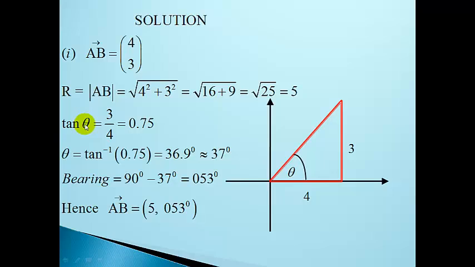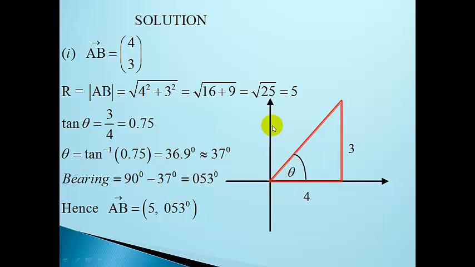How do we find theta? We have to take the tan inverse of both sides. Taking the tan inverse on the left hand side, we are left with theta, and on the right hand side, we have tan inverse of 0.75. Tan inverse of 0.75 is equal to 36.9, which is approximately equal to 37 degrees. That means that the angle theta, that is the angle with respect to the x-axis, is 37 degrees.